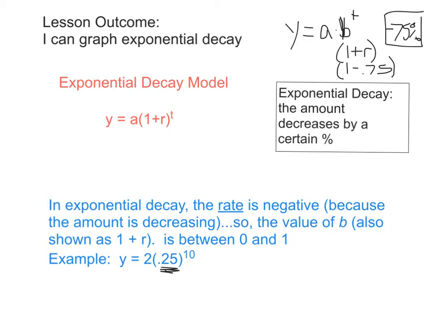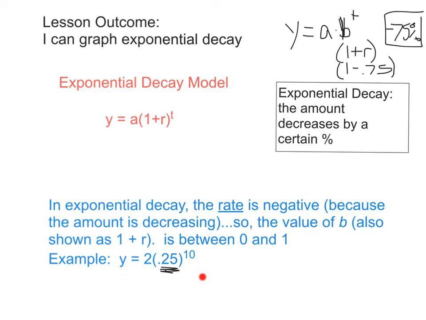So notice I say right here, the value of b, which is also shown as 1 plus r, is always going to be between 0 and 1. Now, many times people think this number is going to be negative. That number is not going to be negative. The r value is negative, but we have to do 1 minus that r value, which will mean that this will always be between 0 and 1, a decimal or a fraction. So in this case, 0.25.